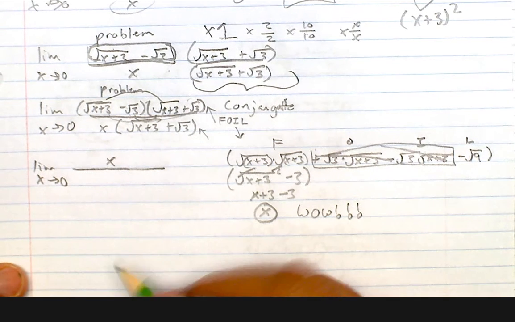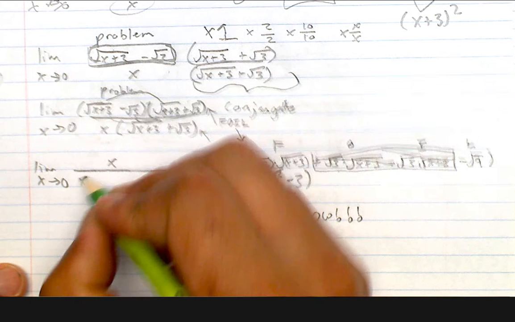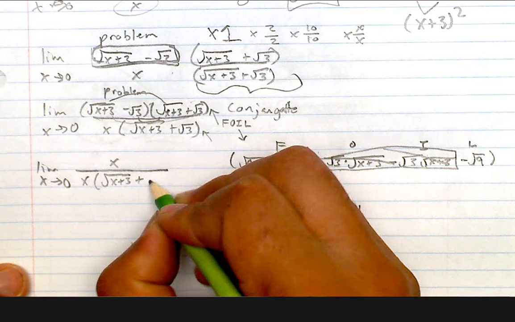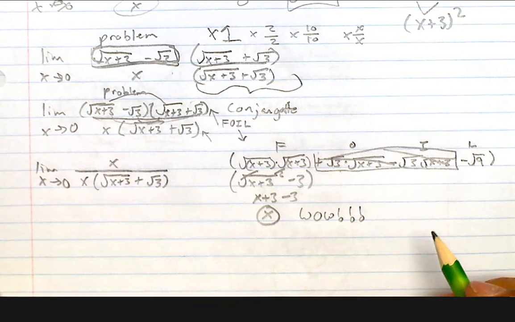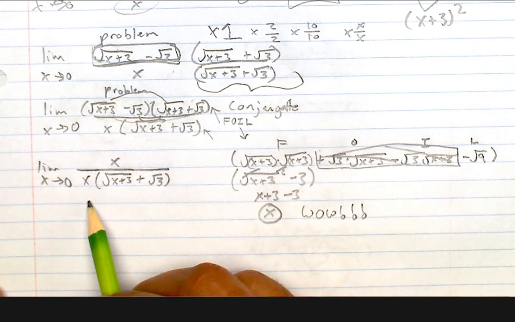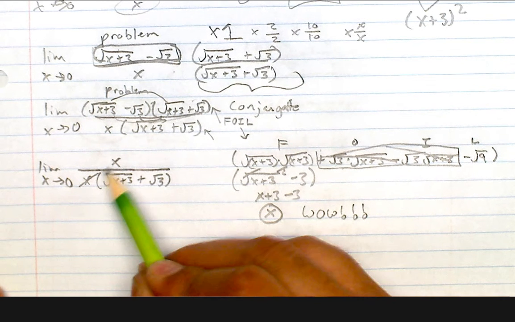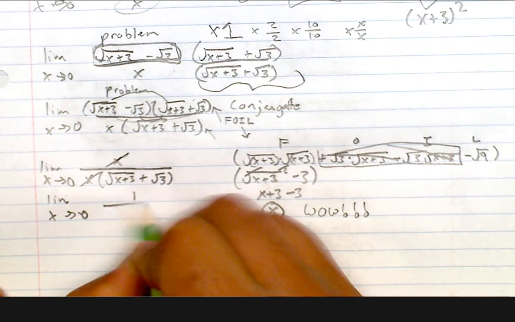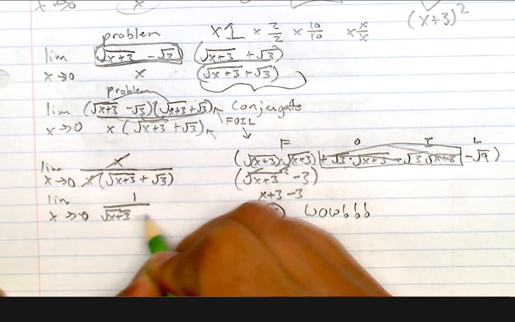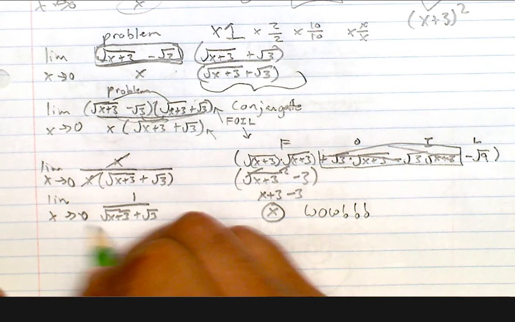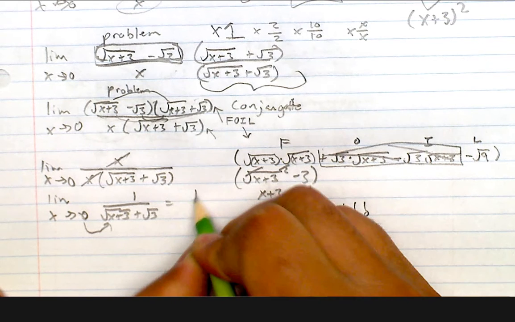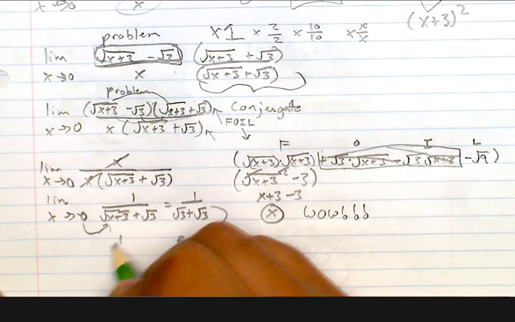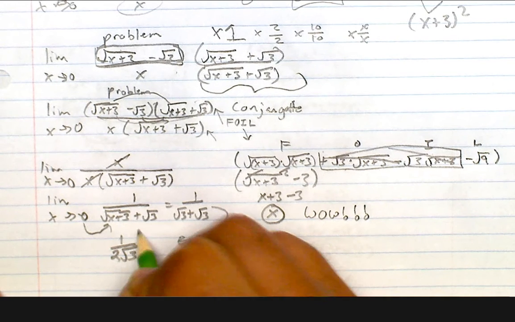Now, it won't be x all the time. Don't get all happy on me. The bottom is still the same, so you're left with x over x. Now it gets even better. The x's cross out. So now you're left with the limit as x approaches 0 of 1 over the square root of x plus 3 plus square root of 3. Substitute your 0. You end up with 1 over square root of 3 plus square root of 3, which is 1 over 2 square root of 3. Boom.